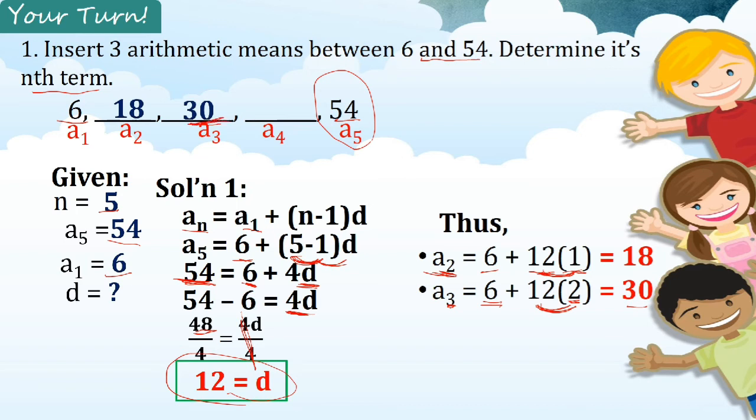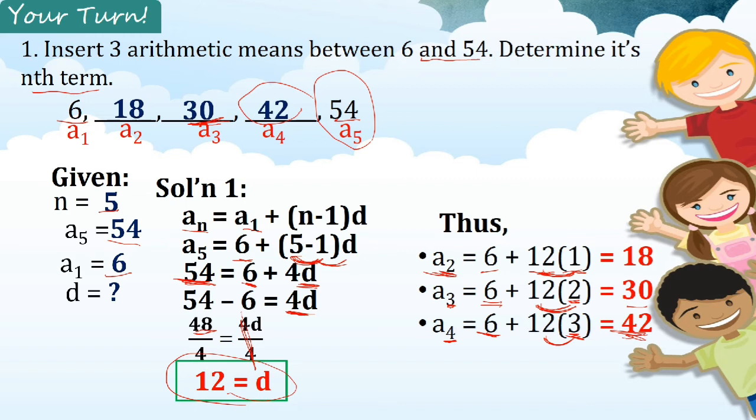Then, last arithmetic mean, the fourth term. So same pa rin, value ng first term is 6, and then 12 times 3. 3 is from 4 minus 1, n minus 1, so 3. 12 times 3 plus 6, that's 42. So a sub 4, or ito yung third arithmetic mean natin, that is equal to 42.